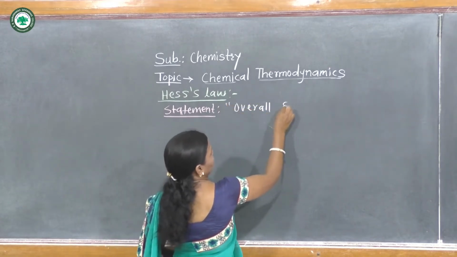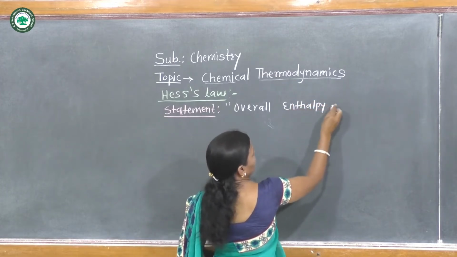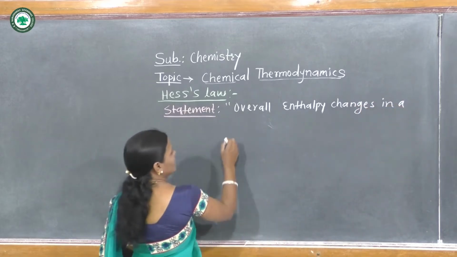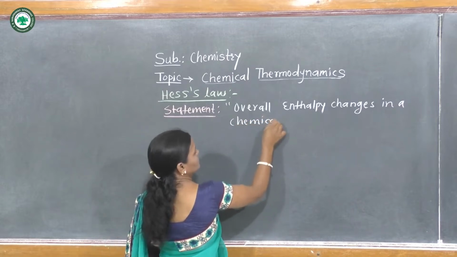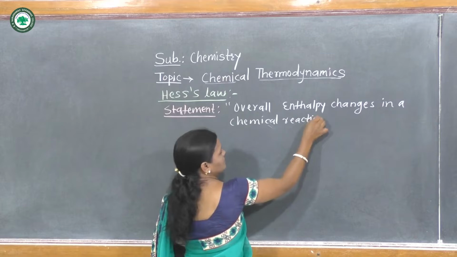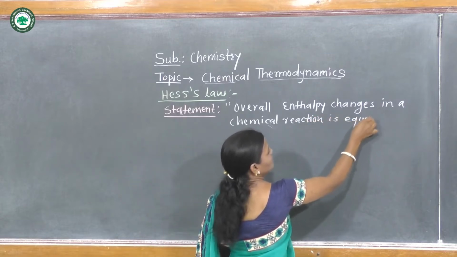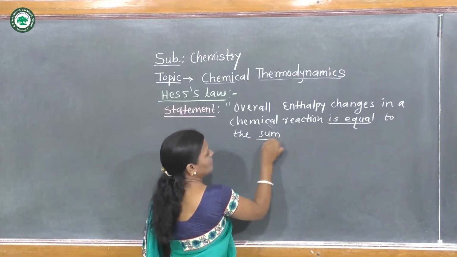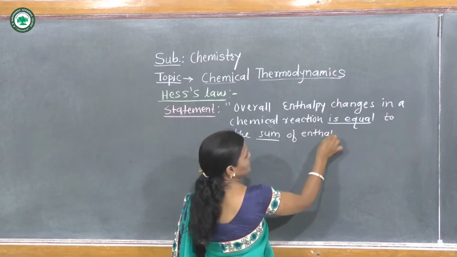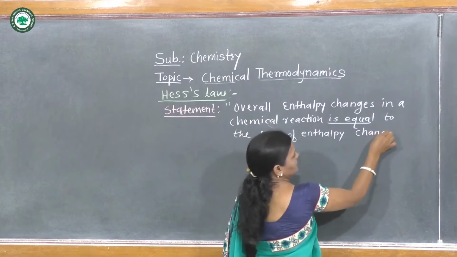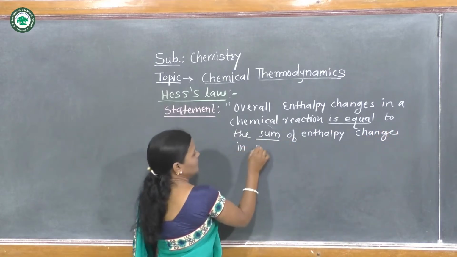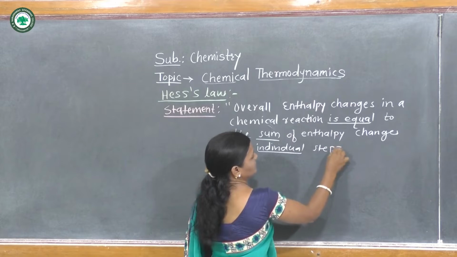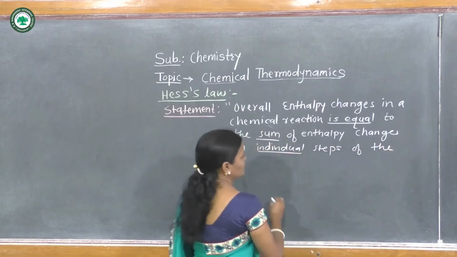Overall enthalpy changes in a chemical reaction is equal to the sum of enthalpy changes in individual steps of the reaction.